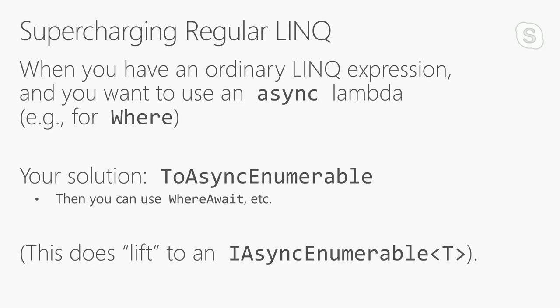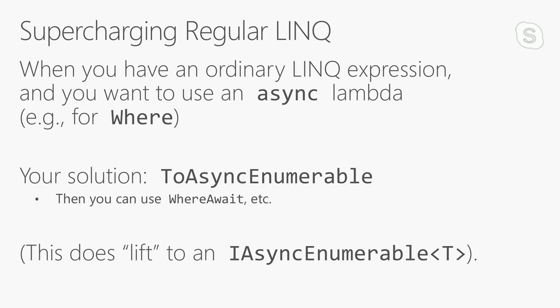So this is a kind of a common scenario. I've seen it asked on Stack Overflow many times. Hey, I've got this LINQ expression, I've got this enumerable, and I want to use an asynchronous lambda. A very common example of this is for the Where operator. I want to filter things out based on some kind of API lookup or some kind of database lookup that should be asynchronous. And I want to use asynchronous lambdas for that, but you can't do that with regular synchronous enumerables. Well, you can do that with asynchronous enumerables.